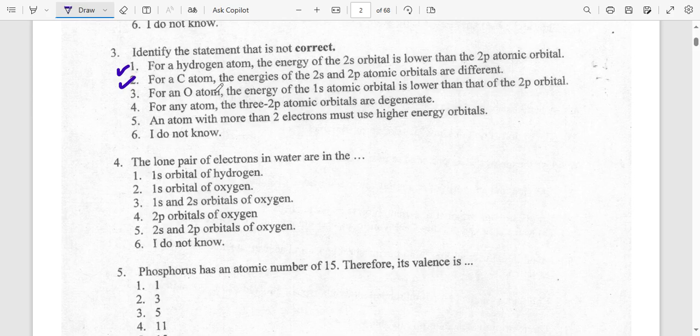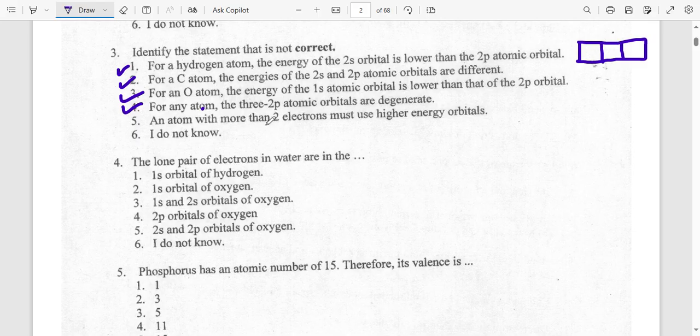For an oxygen atom, the energy of the 1s atomic orbital is lower than that of the 2p orbital. This is true, 1 is supposed to be lower than 2. And then option 4: for any atom, the three 2p atomic orbitals are degenerate. This is also true. If you remember from chemistry, the p orbitals are drawn together like this. There are three of them. They have the same energy. That's the meaning of degenerate.